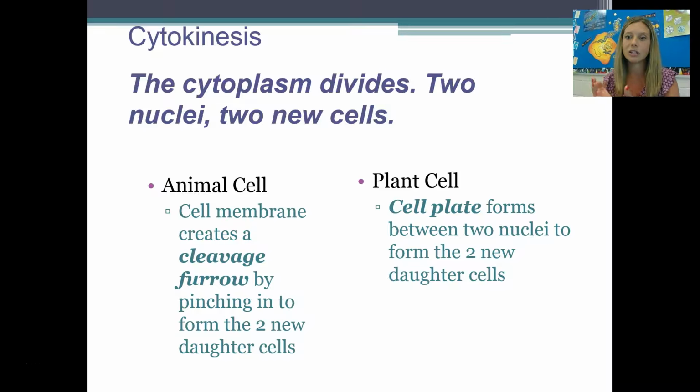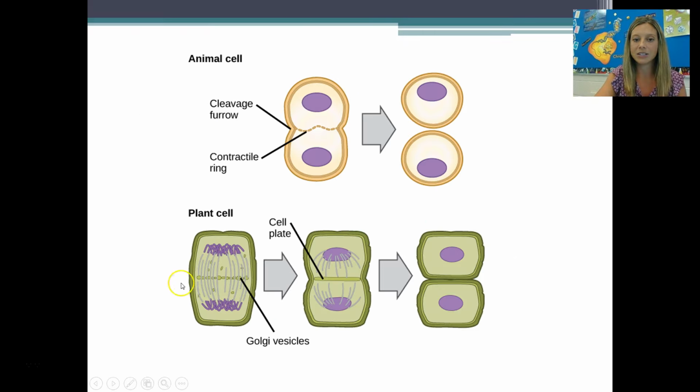That's why plant cells look like little bricks, because they have a cell plate that forms and becomes the cell wall. Okay, so again, there's animal cell, the cleavage furrow starts to form, the cell membrane pinches in, completely pinches apart during cytokinesis. In a plant cell, you have the cell plate start to form, and that's going to be what becomes the cell wall.